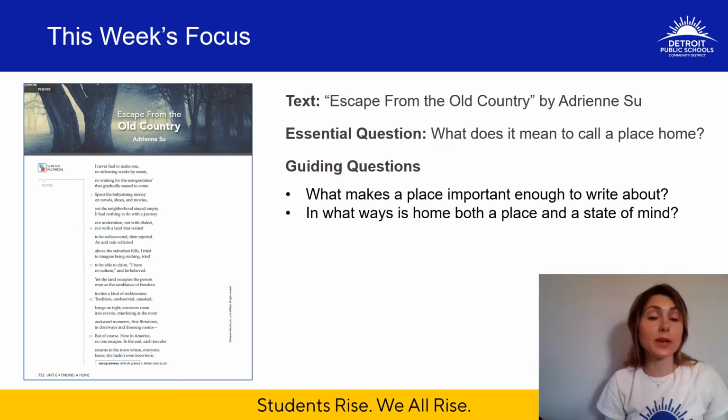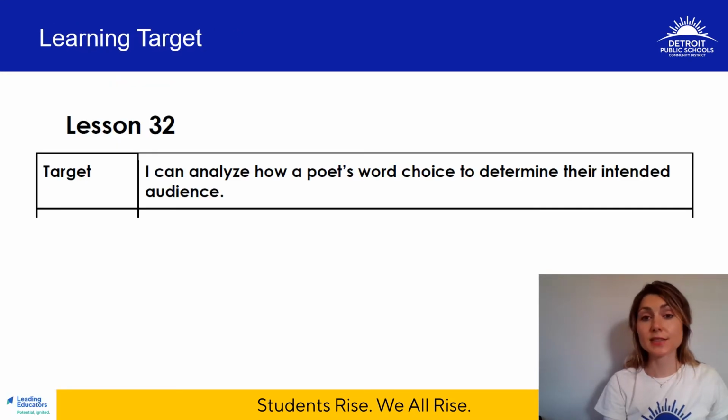Remember, you're paraphrasing at this point. So the first one, what makes a place important enough to write about? Think about the author's intention, right? And the next guiding question, in what ways is home both a place and a state of mind? Again, related to the author's contemplative kind of situation with her identity. Something to think about.